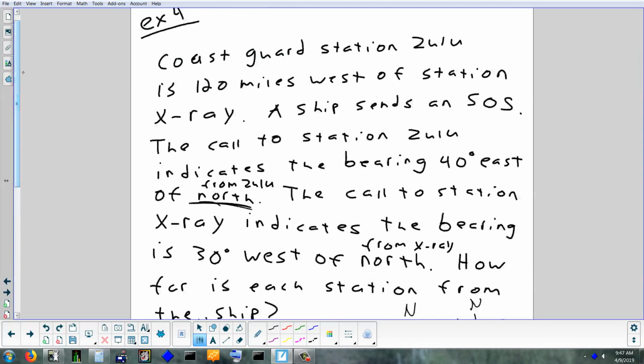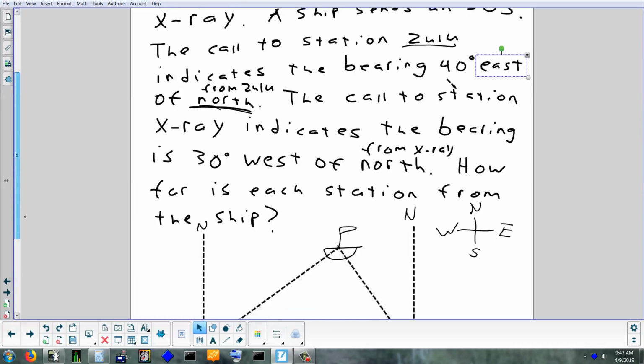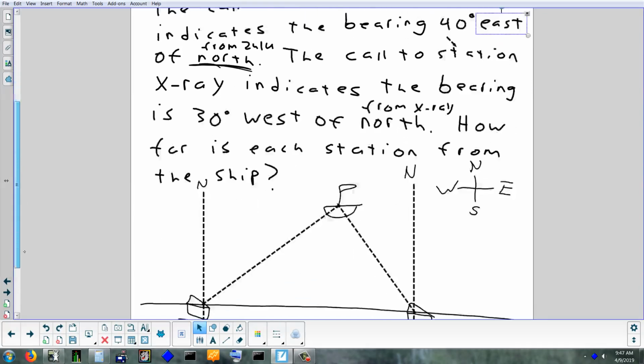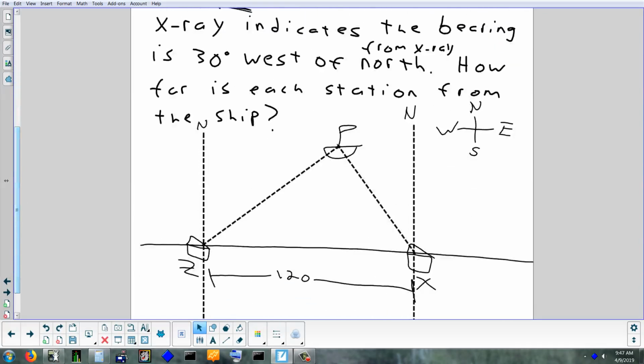All right. So the first one, let's see, the call to station Zulu says that the radio signal or the light is coming from 40 degrees east of north. East is which way? Right. So the signal is coming from right of north. How much? 40 degrees. 40 degrees to the right of north.